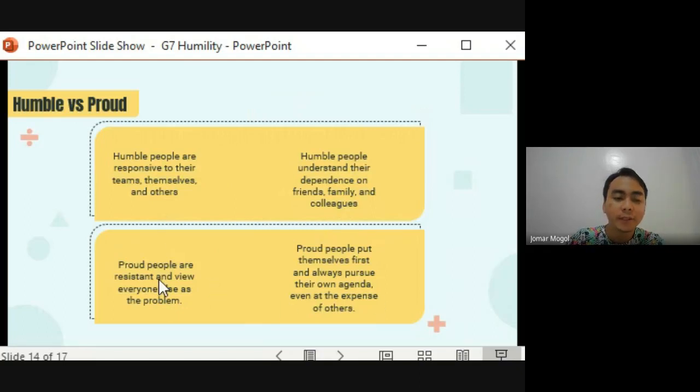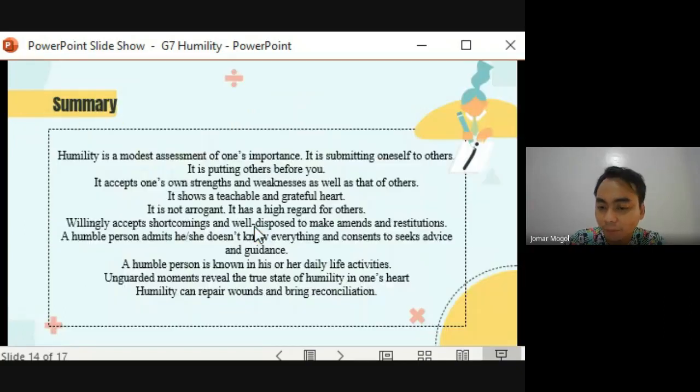Pero kung ikaw naman ay proud person, ito yung usually na tinitingnan or nakikita mo sa ibang tao. People are resistant and view everyone else as the problem. Kasi sa tingin mo, ikaw lang yung magaling. Proud people put themselves first and always pursue their own agenda even at the expense of others. So laging sila yung pabida pag proud. Kasi proud sila na may kakayahan silang ganun. Pero actually that is not being humble.